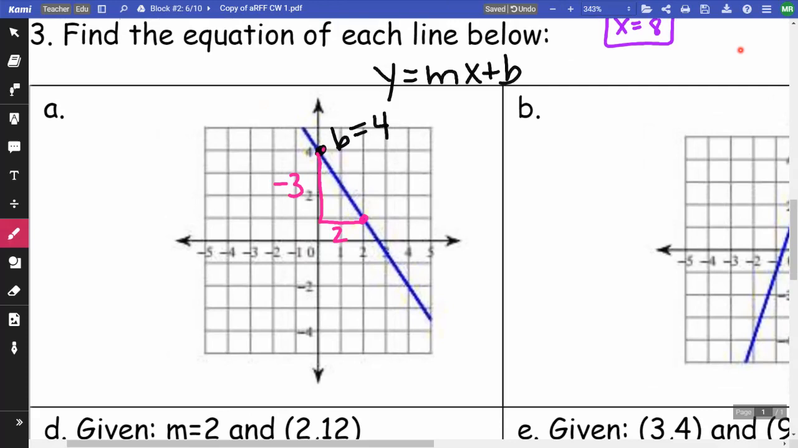So my slope is going to be, it's always your change of y over change of x. That's your slope. So our equation is going to be y equals negative 3 over 2 x plus 4. And that's our answer.